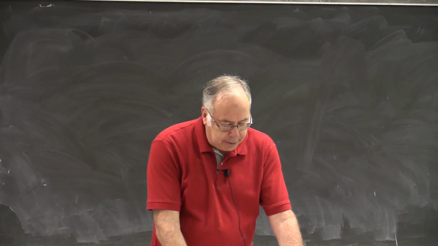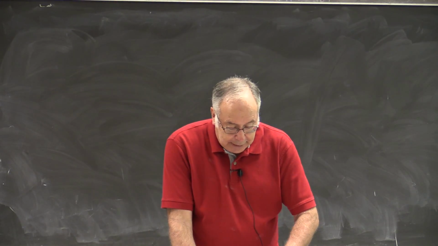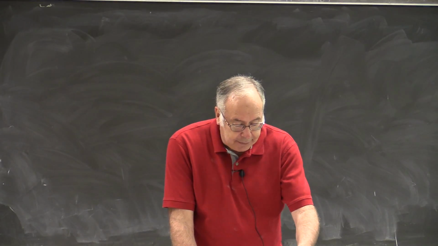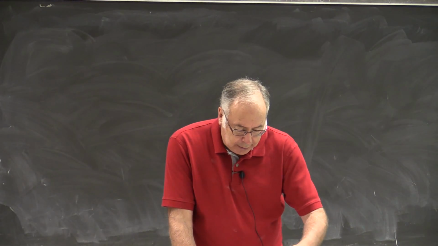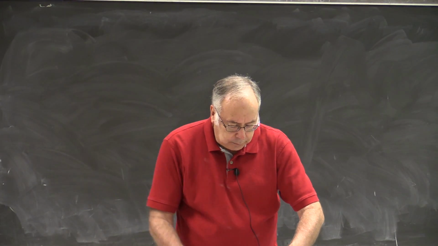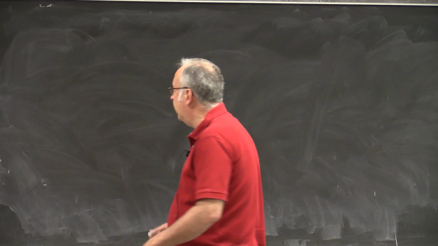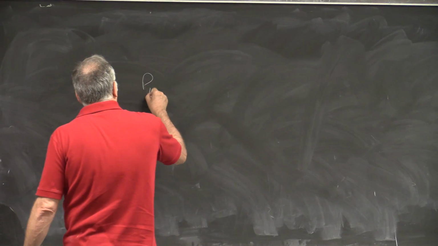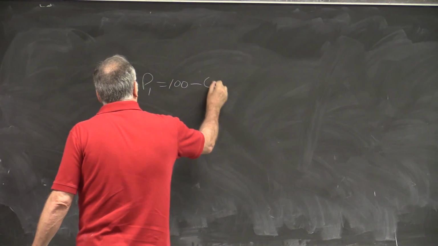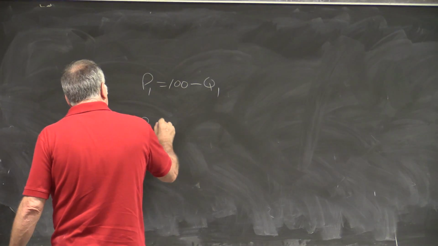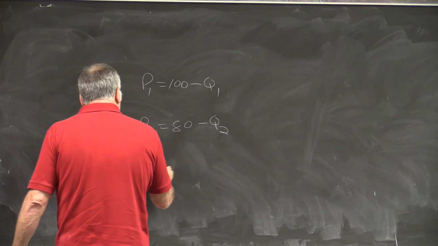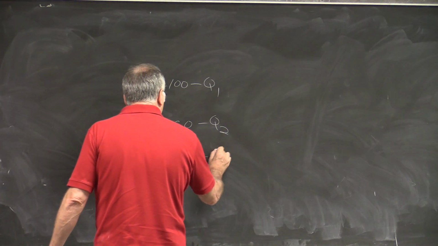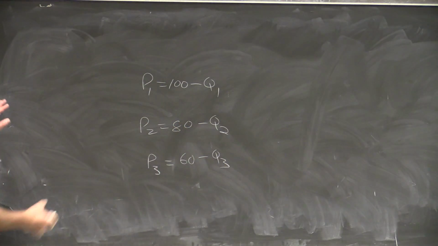We can separate our customers into 3 groups, and the 3 groups have the following demand functions. Group 1, same as before: $100 minus Q1. That's the inverse function. Group 2, same as before: 80 minus Q2. Group 3: 60 minus Q3. We can separate those 3 different groups and charge them different prices.